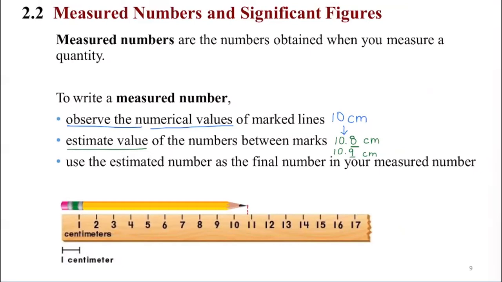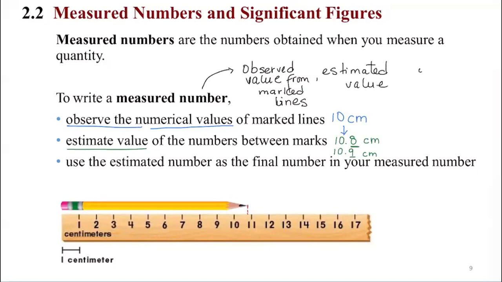So again, when we have a measured number, we need 3 components. Based on our instrument, we need the observed value from marked lines. We need an estimated value. And we need the unit of measurement.